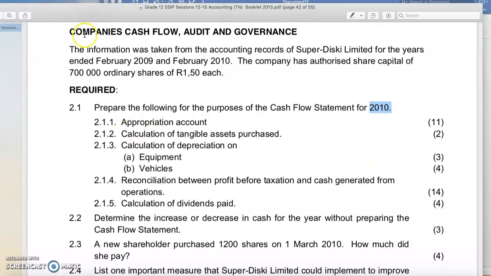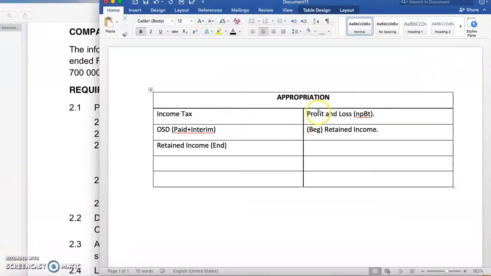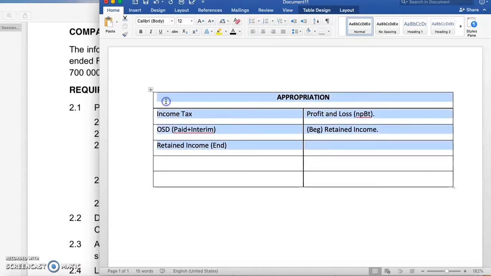Now, the appropriation account. Whenever you are asked for accounts, I think it's very important that straight away you write down all the details, right? You should know that in an appropriation account, we have income tax, ordinary shareholders for dividends, and retained income at the end, always on the debit side.